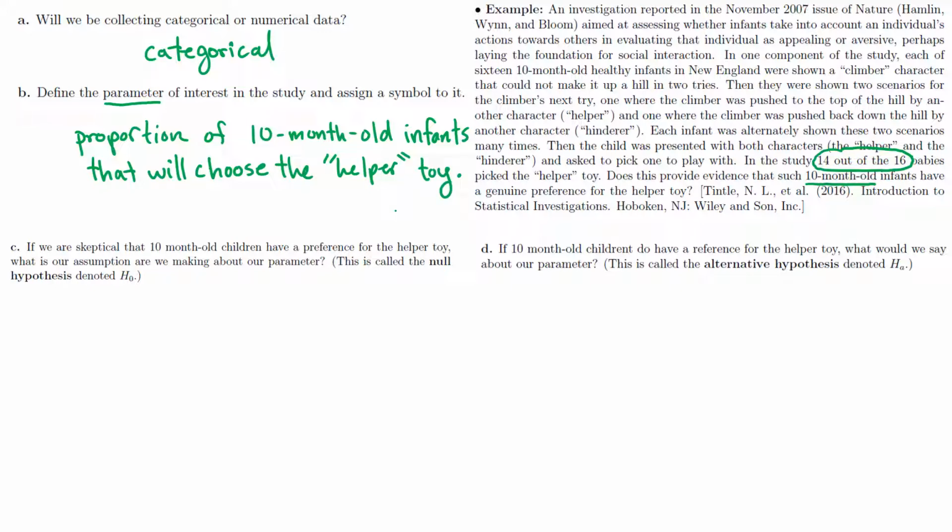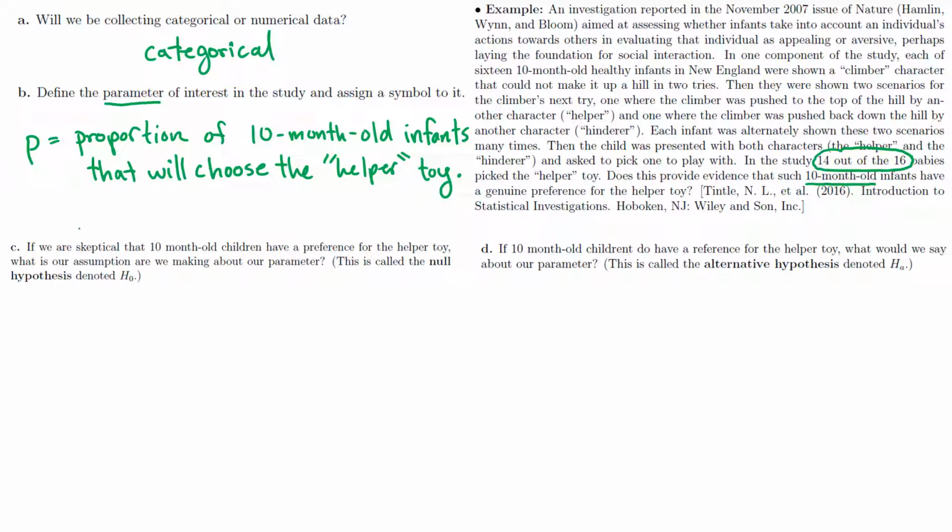Remember, a parameter is our summarizing number for the population. So we're not just talking about the 16 infants in the study here. We're talking about, of all 10-month-old infants, what proportion will choose the helper toy. And when we talk about assigning a symbol to it, all I mean is that I want you to say, for a proportion, P is equal to this. That way later on, as we're developing this process, we can refer to this phrase in shorthand with just this letter P.